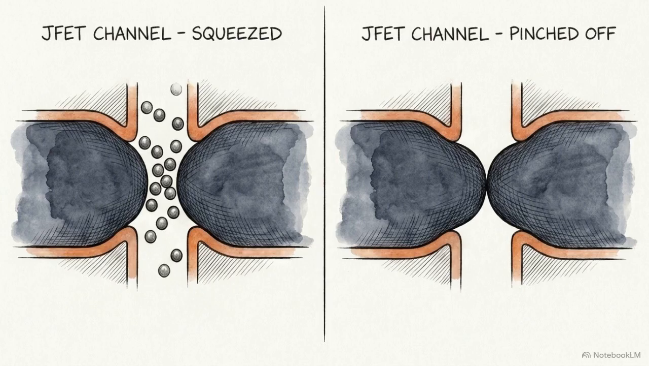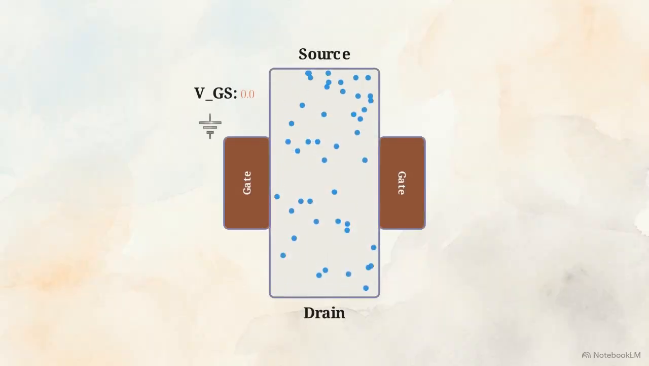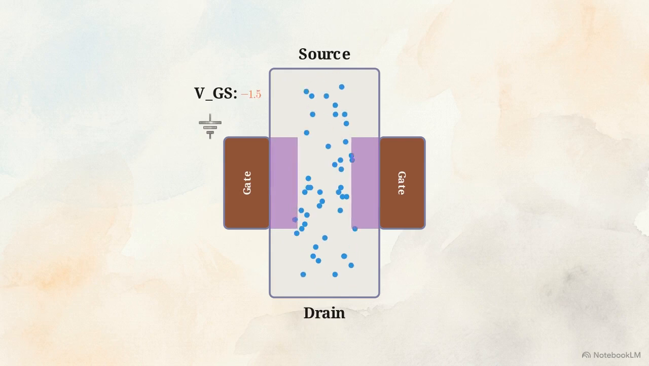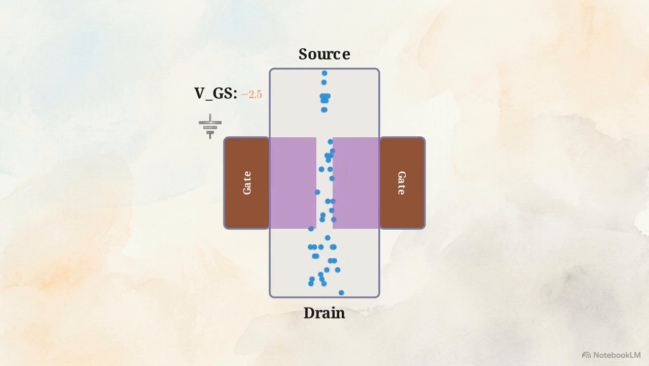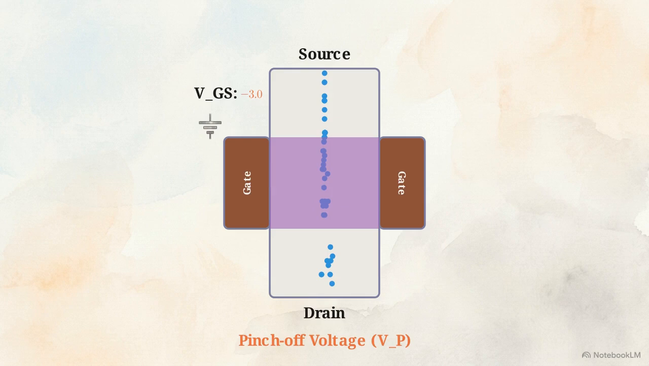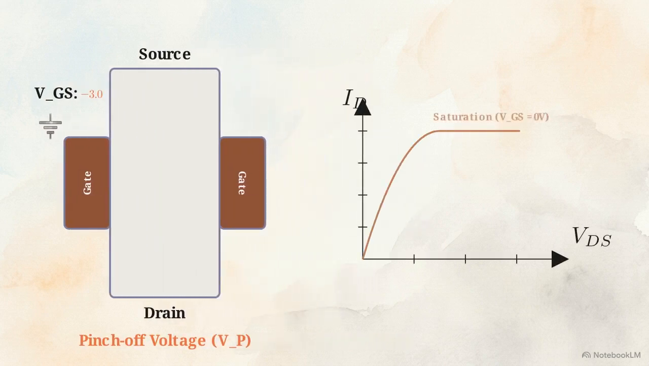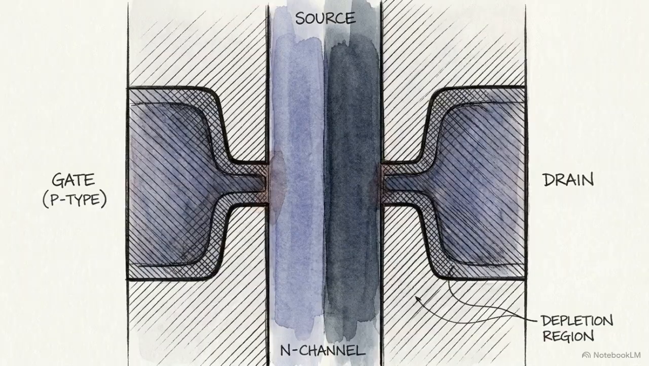So how does this widening depletion region act as a functional switch? As the gate voltage becomes more negative, the depletion regions grow deeper into the channel, increasing resistance. Eventually, at a specific negative voltage, the 2 regions meet in the middle. This state is called the pinch-off voltage. At pinch-off, the drain current is either held constant or cut off entirely. The JFET proved that an electric field could control a circuit without drawing massive current.